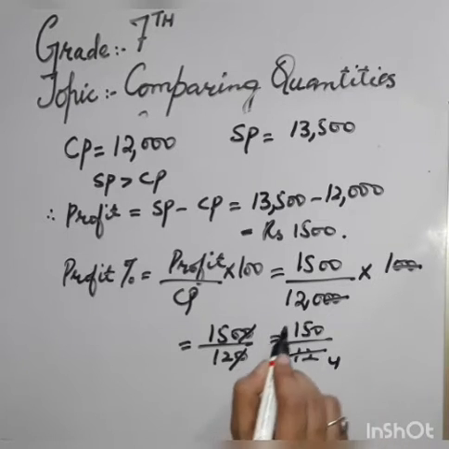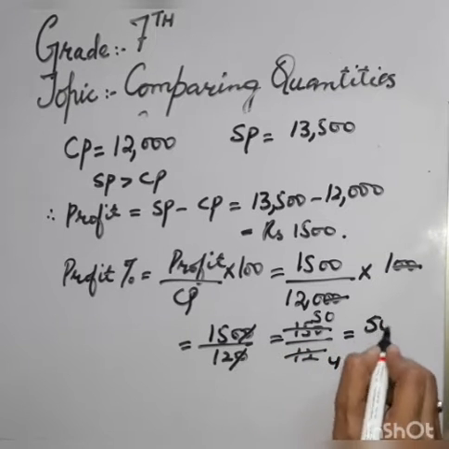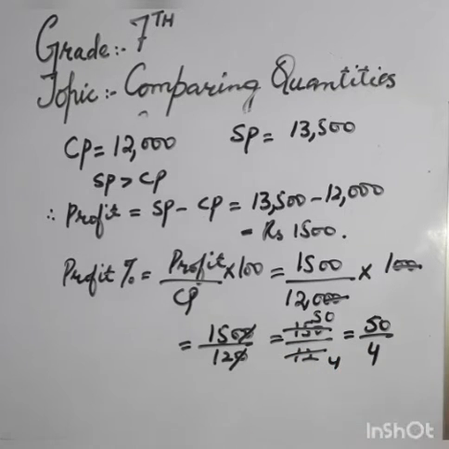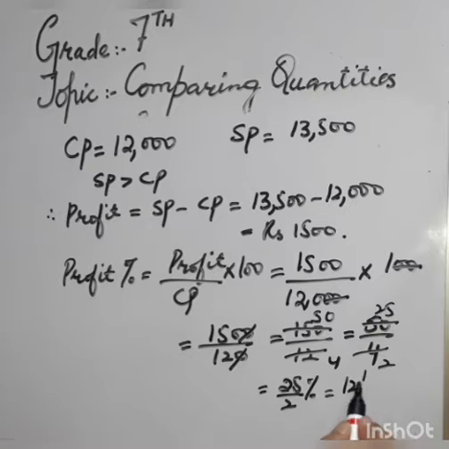Now 3 4s are 12, 3 5s are 15 and 3 0s are 0. So we got 50 by 4. Now 2 2s are 4 and 2 25s are 50. So profit percent is 25 by 2%. Clear? Or we can write this as 12 1 by 2%. So this is the profit percent. Clear?